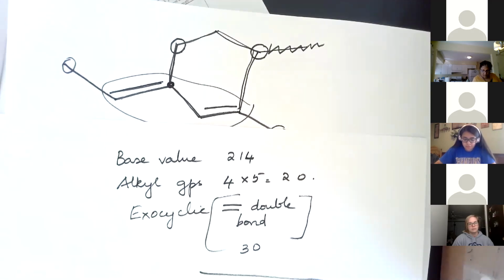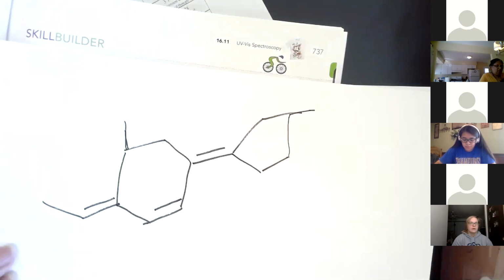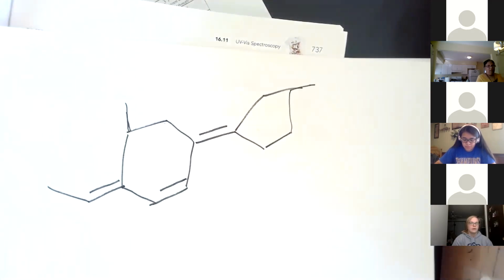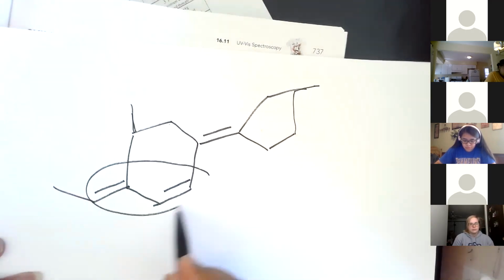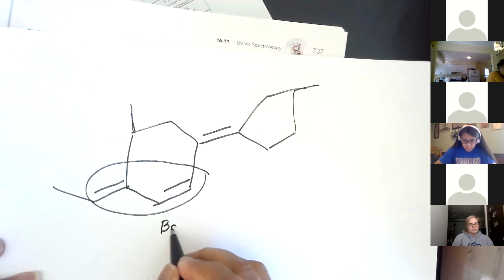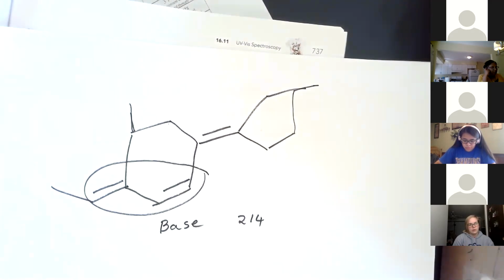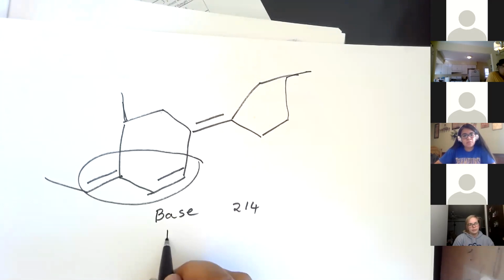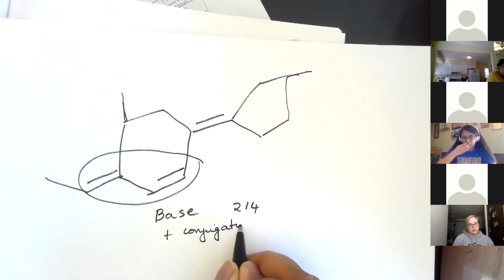Okay. Now, the next one she showed, I've removed all the other cyclic parts that we don't need. So we consider this to be our base. It's 214 or 217 according to us. How many alkyl groups? And then we have an extension, conjugation. That's extended conjugation, or one extra double bond.